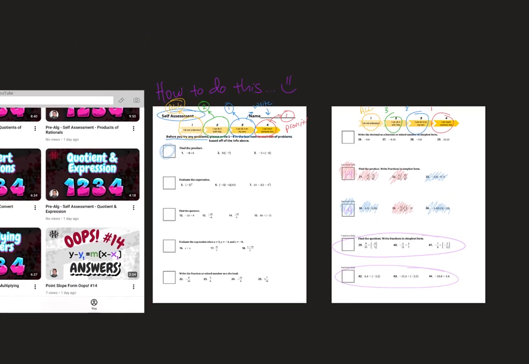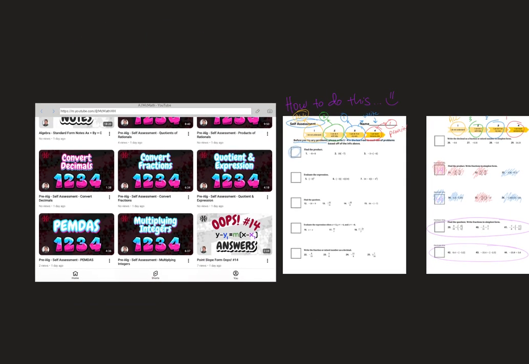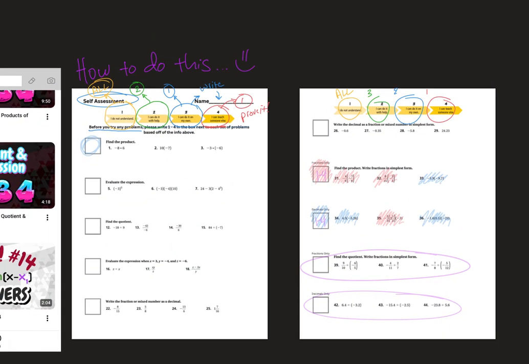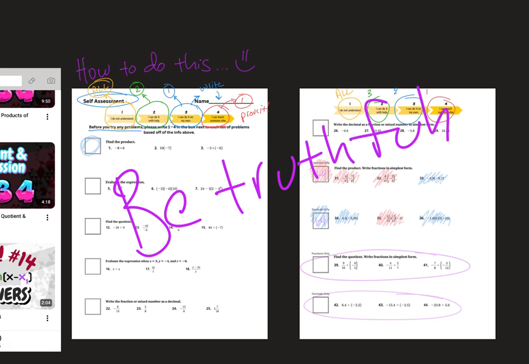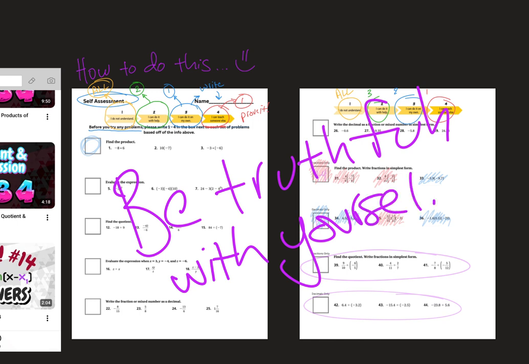So that's how you do this assignment if you were curious how to do it and how you do not have to do 44 problems. But the last thing I will say is be truthful, be honest with yourself, okay? Don't write 4 in this box if you're really a 2 or a 1, just because you're like, well, I'll get to do less math.